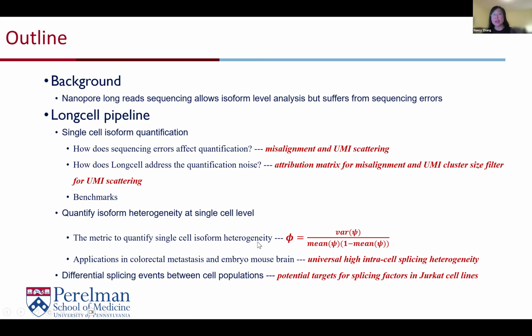And then with that, we can do some very basic downstream analysis, basic questions, but I think ones that are not yet answered well. One is to quantify the degree of single cell versus intracell versus intercell splicing heterogeneity through this very simple beta binomial model, as well as to compare across cell populations in terms of their splicing distributions. And with this, we found a universally high intracell splicing heterogeneity, as well as potential targets for splicing factors. I think that's all I have.